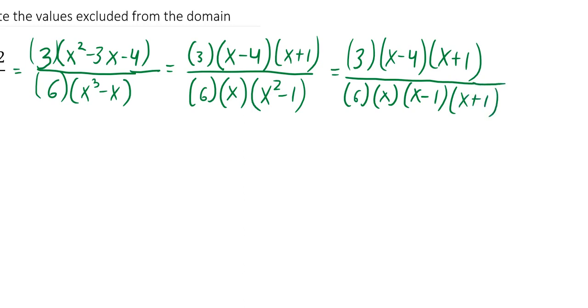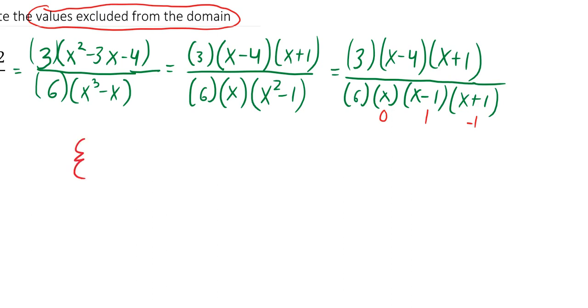So now, before I actually do the problem, I'm going to think about values excluded from the domain. So things x can't be, things that'll make the denominator 0. Things that make the denominator 0 are negative 1, 1, and 0. Those are the zeros of the denominator. So my values excluded from the domain are 0, 1, and negative 1. Sometimes teachers are picky and want you to write it in number order. I'm not picky.